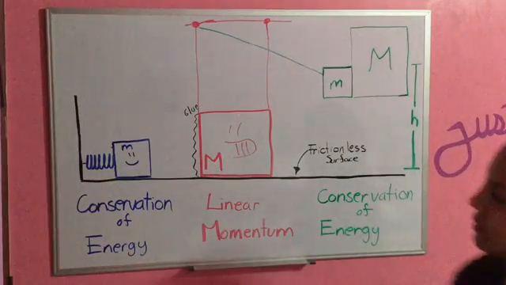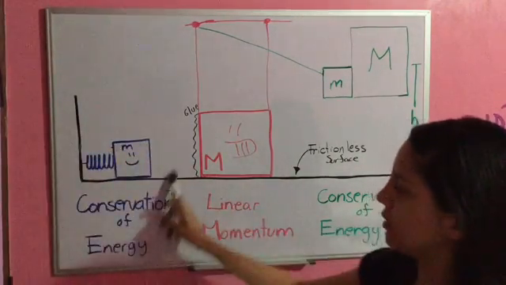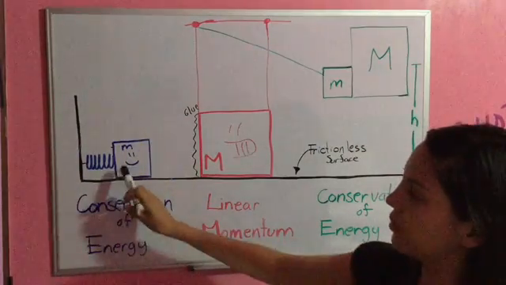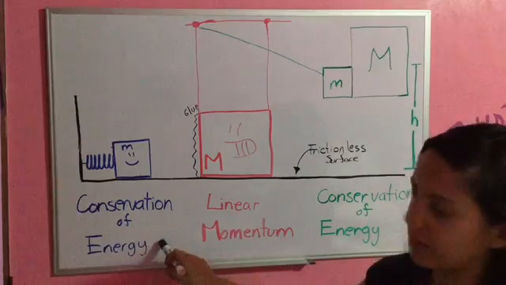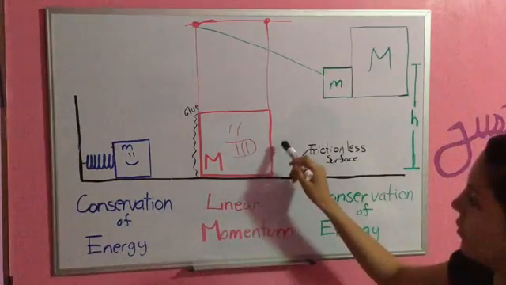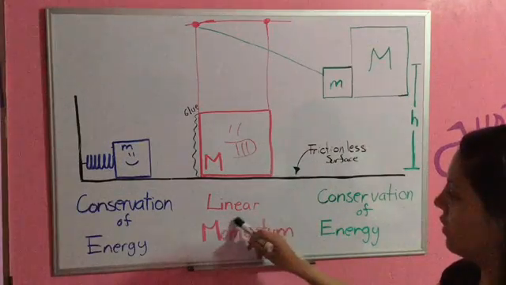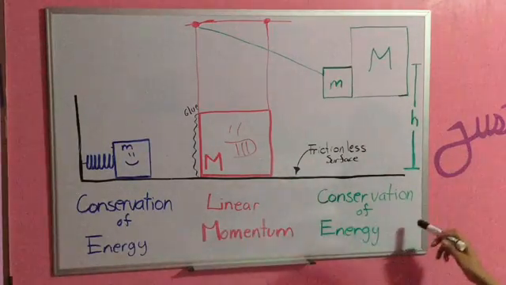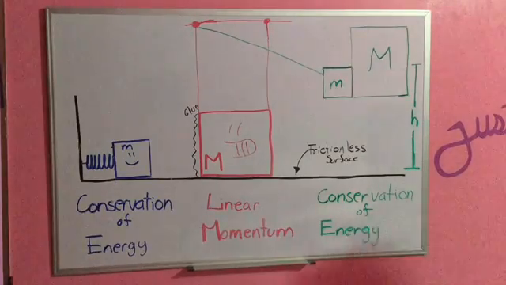So we can divide this problem into three sections. First, solving this one before the collision with the conservation of energy, then with linear momentum in the second case, and the last one with conservation of energy.